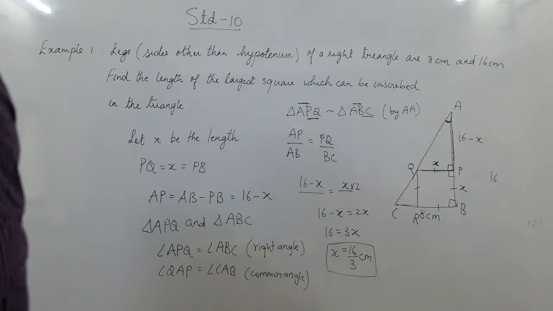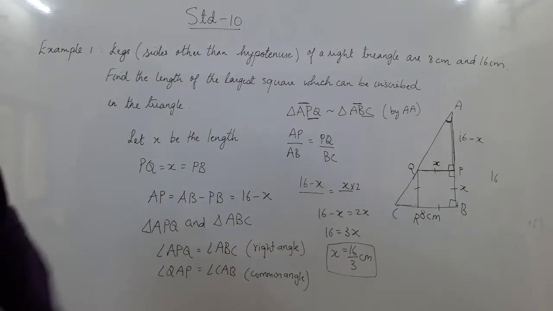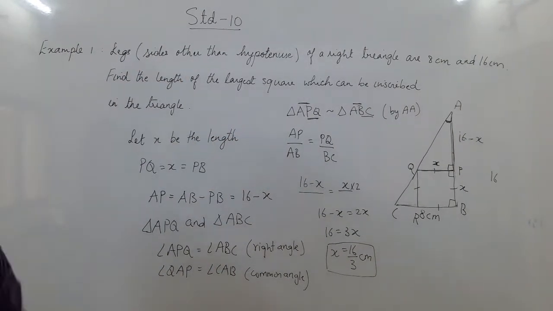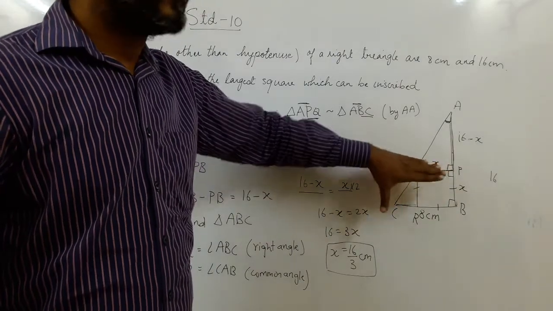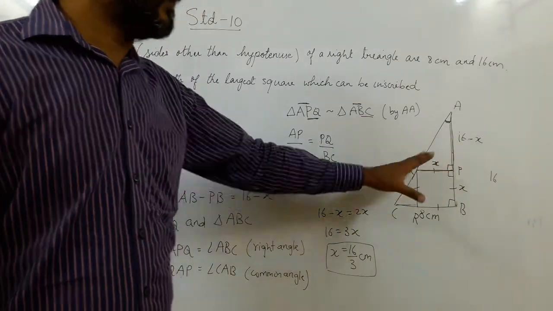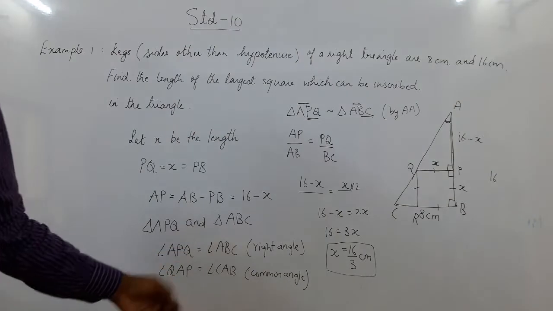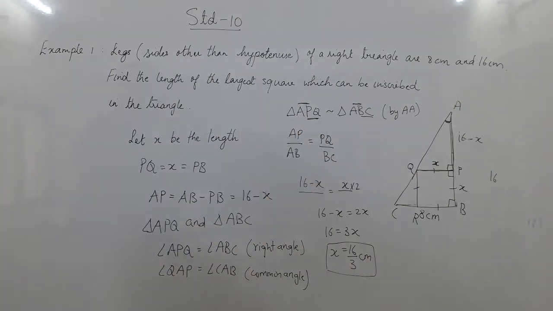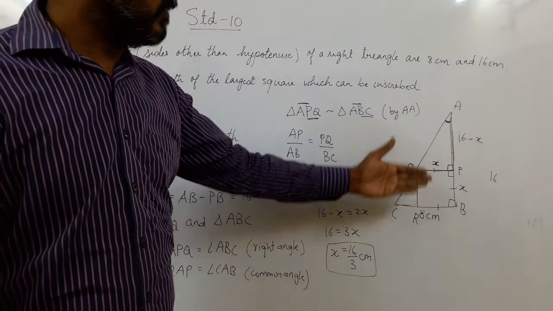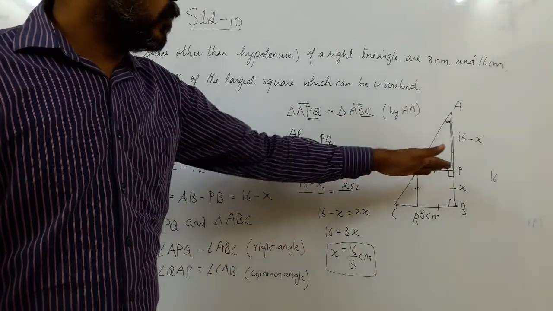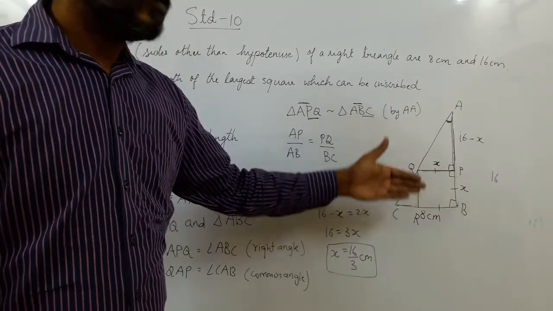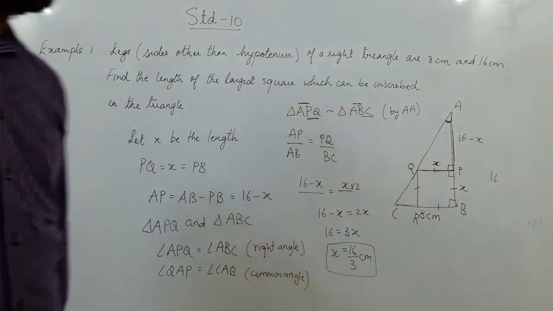So why do we use this similarity and this calculation? Can you think of a practical example? If there is a triangular park and you want to make a square pond inside it, what is the maximum size of the square pond you can make? You can make use of similarity for this practical purpose. Or say you have a triangular plot of land and you want to make a house with a square base. The biggest square you can put is this.